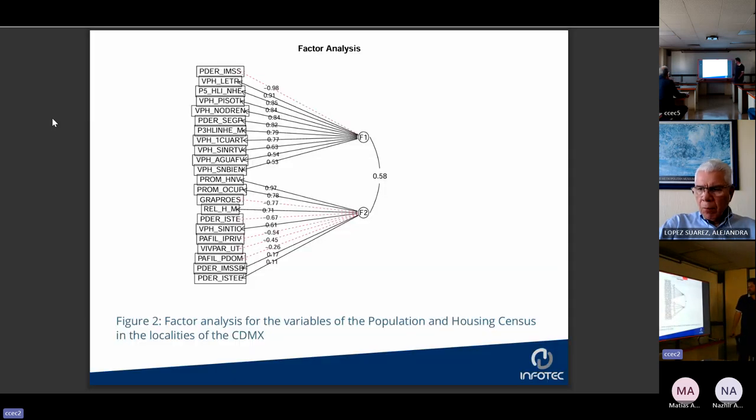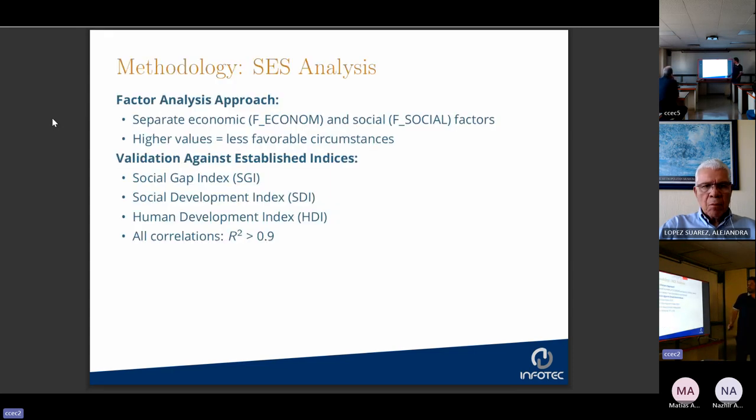We are doing something similar for socioeconomic status. We're trying to have an economic factor and a social factor. We do factor analysis in order to achieve this. You can see these two factors are highly correlated, but not too much. In the first factor, for example, we have variables usually related with poverty. In the second one, we have variables like the average years of schooling. So F2 is the social factor, and F1 is the economic factor. High values of these variables mean less favorable circumstances.